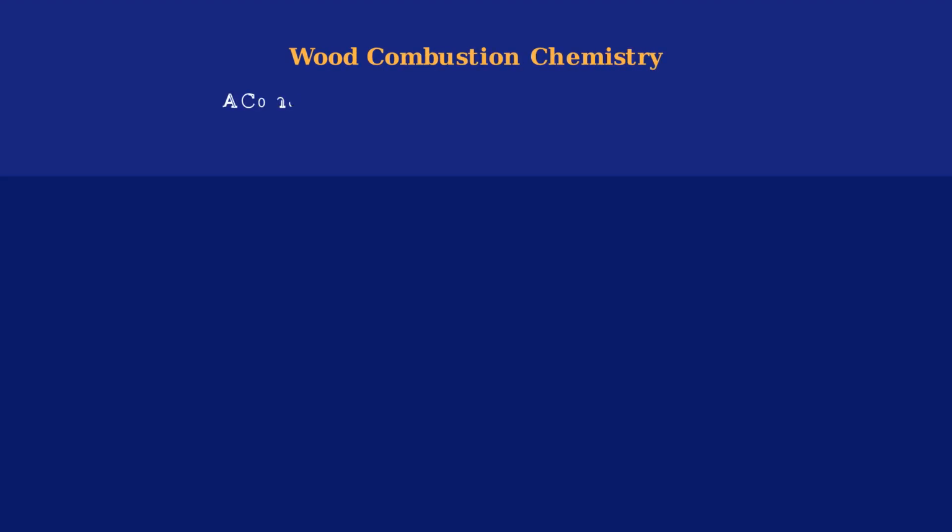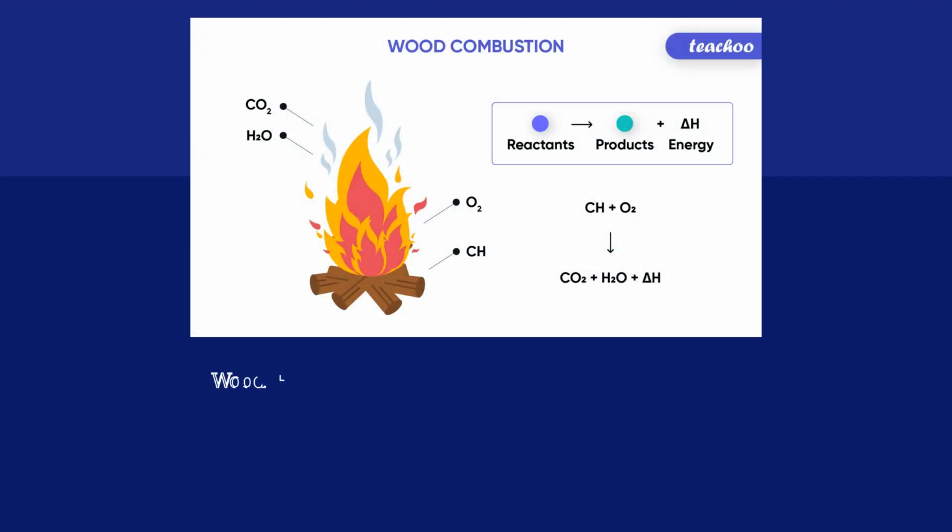Wood combustion is far more complex than simply lighting a match to a log. When wood burns, it undergoes a sophisticated series of chemical and physical reactions that transform solid wood into heat, light, gases, and ash. At its most basic level, wood combustion combines wood with oxygen from the air to produce carbon dioxide, water vapor, and energy in the form of heat and light. However, this simple equation masks a much more intricate process.